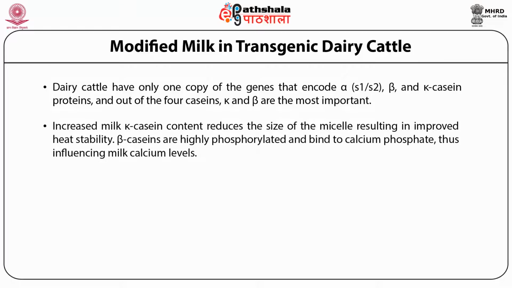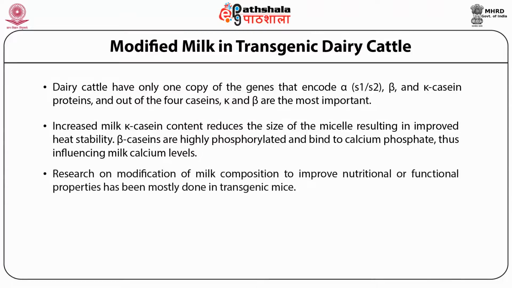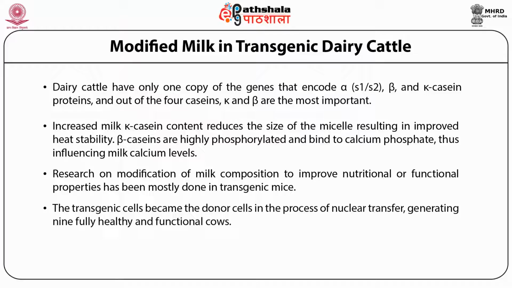milk casein content reduces the size of the micelles, resulting in improved heat stability. Heat stability has been correlated with the casein. Beta caseins are highly phosphorylated and bind to calcium phosphate, thus influencing the milk calcium levels. Research on modification of the milk composition to improve nutritional or functional properties has mostly been done in transgenic mice. The transgenic cells become the donor cells in the process of nuclear transfer, generating nine fully healthy and functional cows.